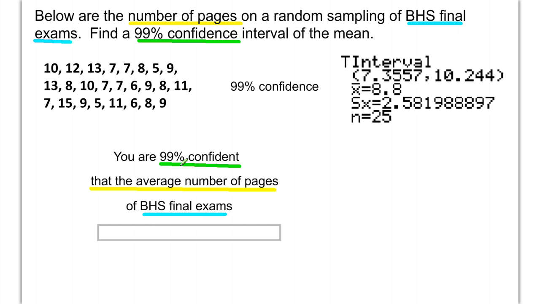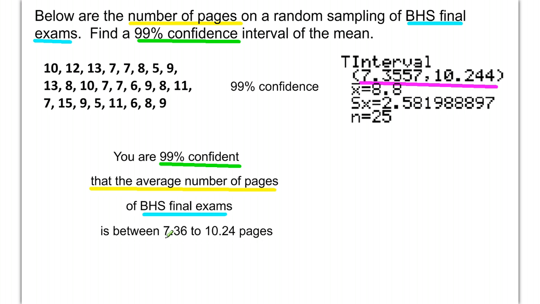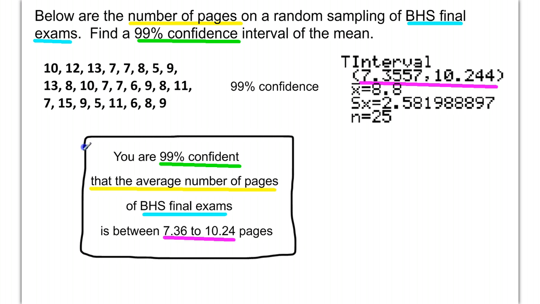So we're 99% confident that the average number of pages on BHS final exams is our confidence interval right here that we actually just found. So we're 99% confident that it's between these two values, between 7.36 and 10.24 pages. So that would be how you take something that is fairly complex, just a list of numbers with a level of confidence, and translate it not only to an interval, but a sentence that actually describes what is going on within that interval.